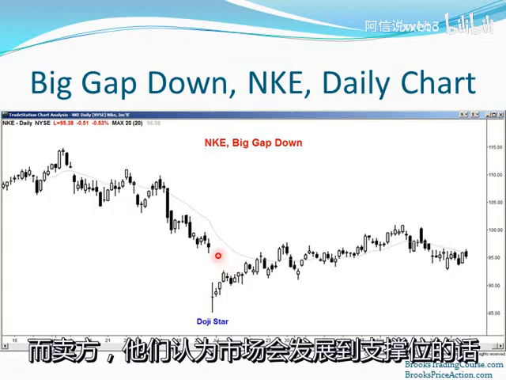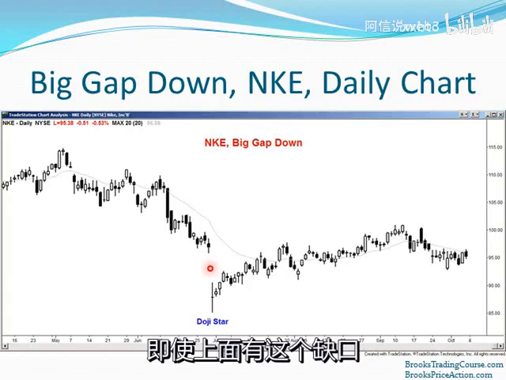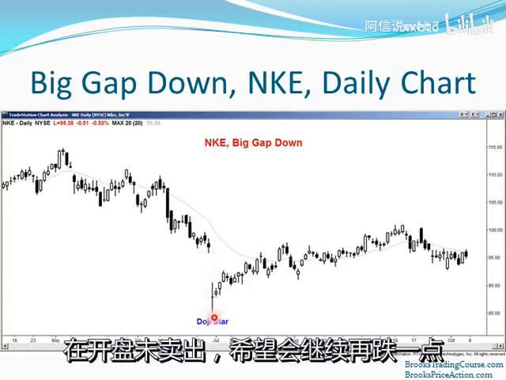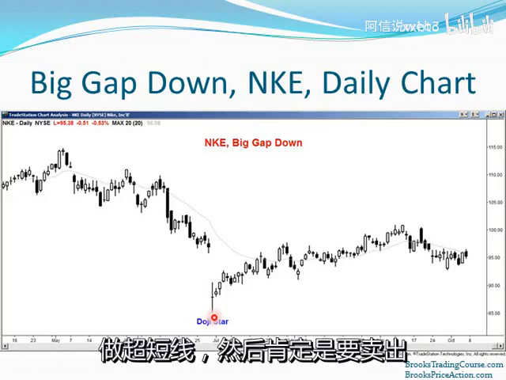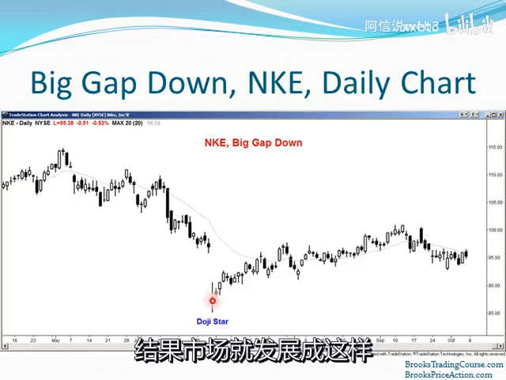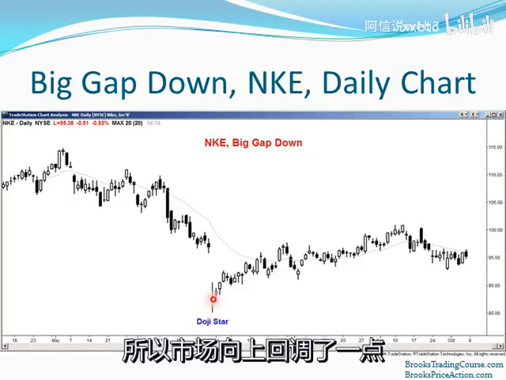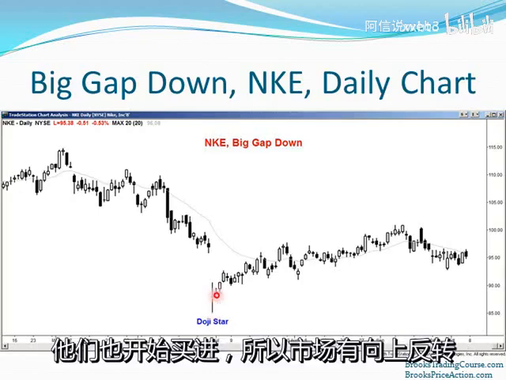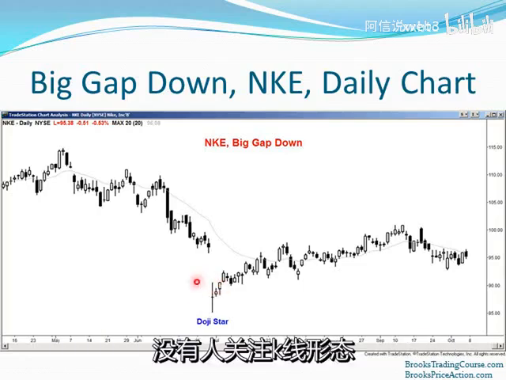And the bears, if they think it's going to get to support, they're going to sell aggressively all the way down. Even if there's a gap, they'll sell the open, expecting it to go down a little bit further. They may only scalp, but they're going to sell. And this is what resulted. The bears probably scalped, bought back the shorts, and that lifted the market up here. And the bulls, when it got down to what they thought was support, started buying, and it lifted it to here. Nobody was talking candlestick patterns.